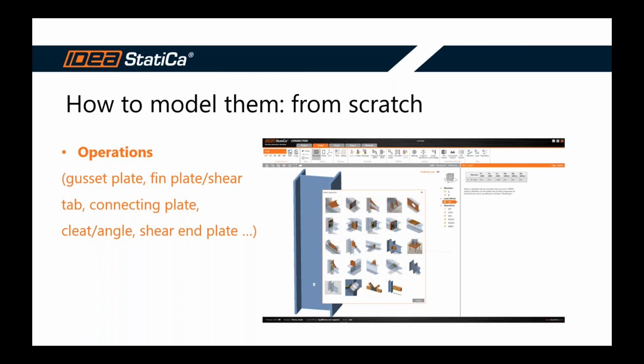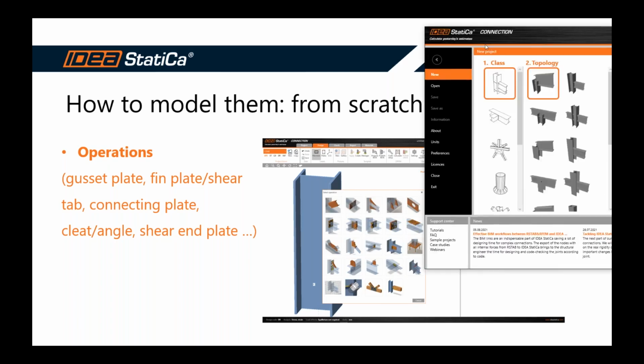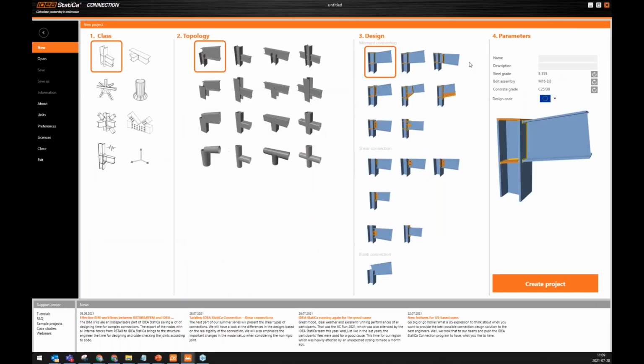Okay, so now let's have a look in the application directly, and let's start a new project. I will just quickly show you the connection wizard for starting a new project. In the first part, you can select the different class of the connection, different topologies, and in the third column, you have different designs already.